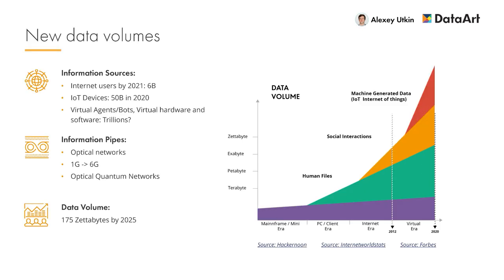The second trend is the new volumes of data. All the cool things in analytics and machine learning are very data hungry. So the data is growing. It's growing at 40% a year, and in 5-6 years, it will reach almost 200 zettabytes. The number of internet users will soon be everyone who is capable of using any digital device. And we have social data, IoT data, virtual agents, all that. And the channels of internet pipes are developing to move all this data around.